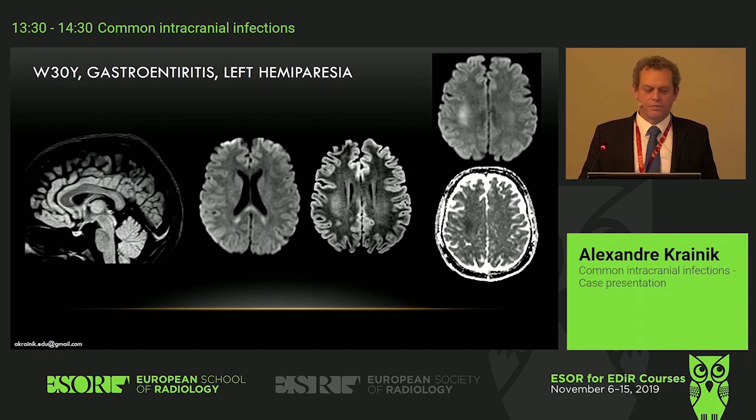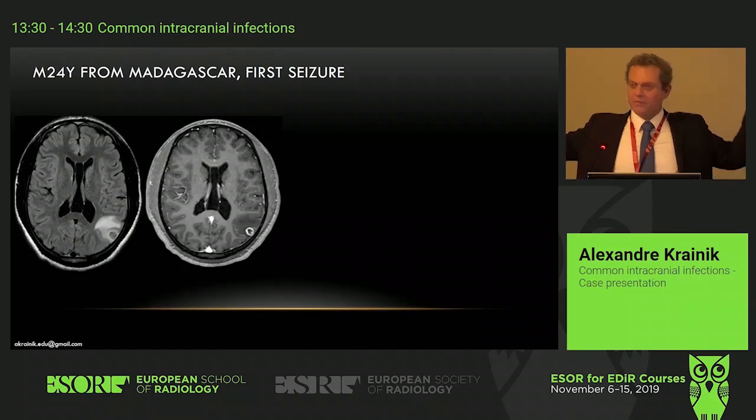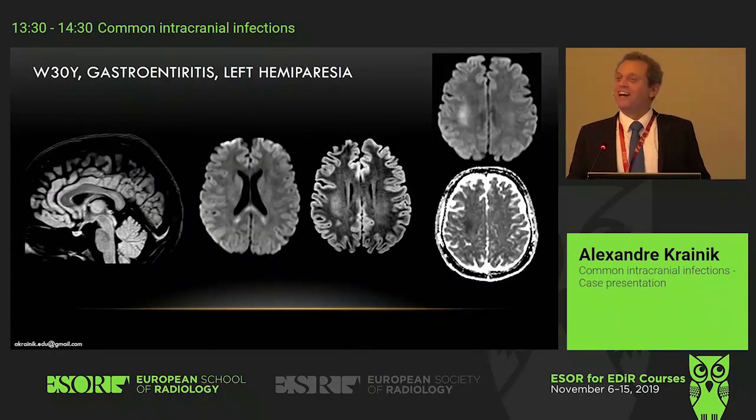There is this hyperintensity in the corpus callosum. Can we go back? Well, this is this callosal hyperintensity, which was typical for this MERS. Here you have a hyperintensity of the corpus callosum, on FLAIR, even on diffusion image.